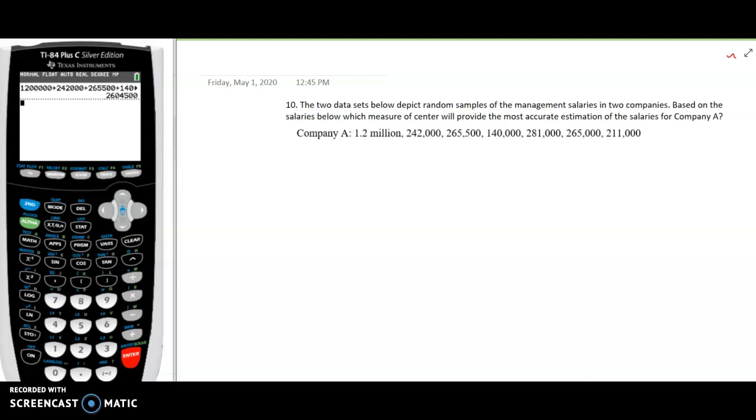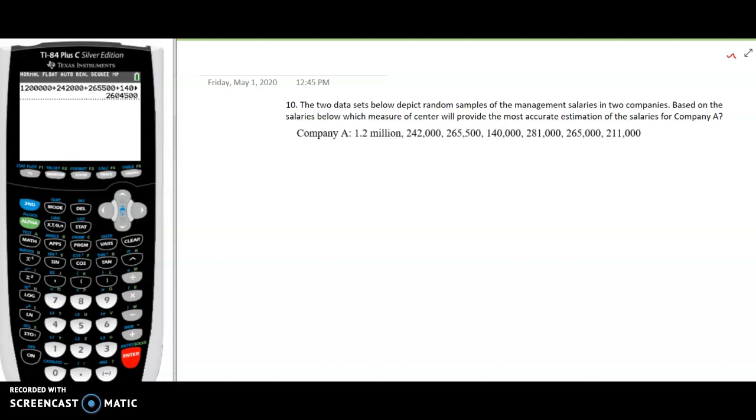So the two data sets below, I took away the second data set since we're not using it, is a random sample of the management salaries at two companies. Based on the salaries below, which measure of central tendency will be the most accurate representation or estimation? So I want you to think about this in terms of if you were applying for a job at this company and what your question to them was, well, what is the normal salary? Which would be the best representation.